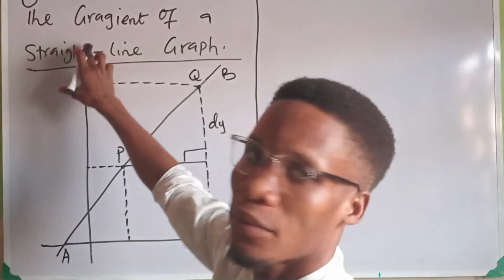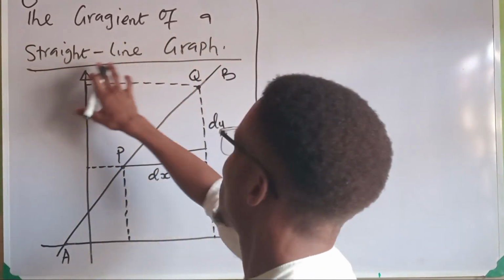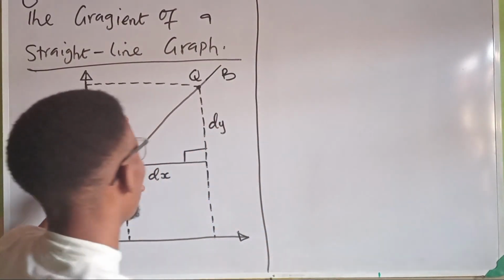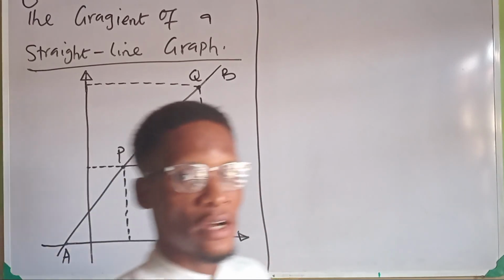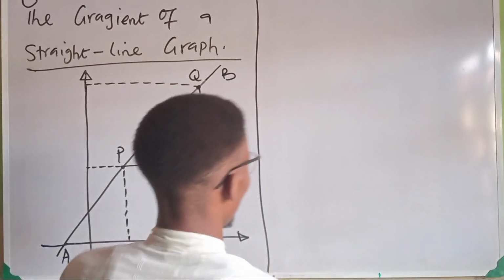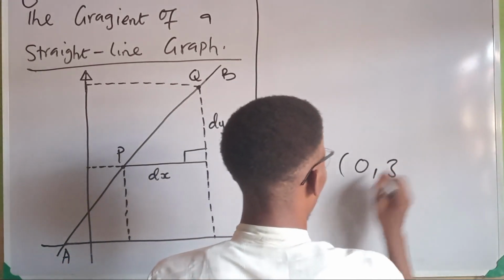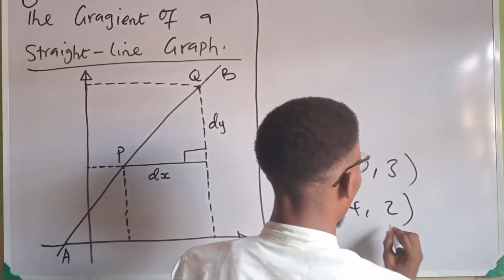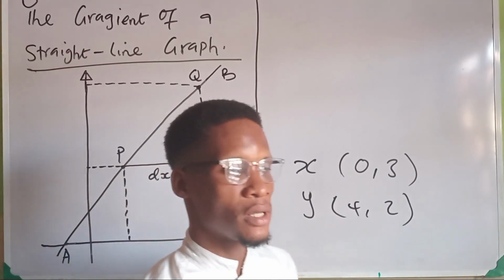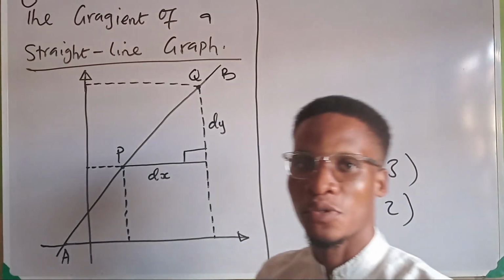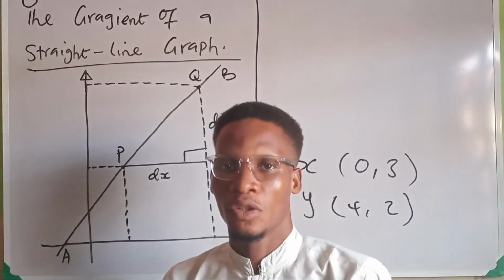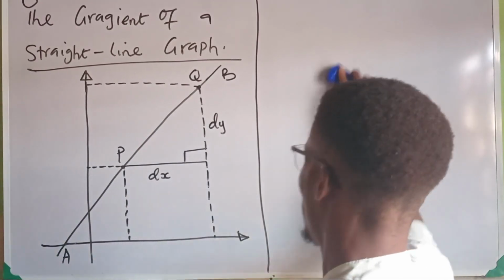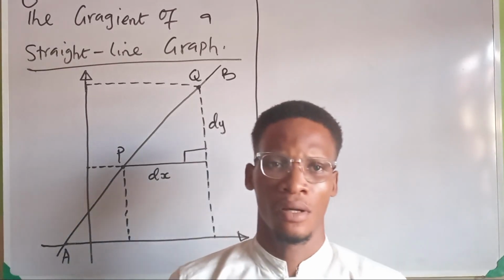Today we're looking at this topic, the gradient of a straight line graph. This topic involves coordinates. Let's say you are given coordinates x to be 0 and 3, and you're given y to be 4 and 2, and it has to be solved. How do you go about this? This is the reason why I'm going to treat this topic today, and you'll be able to navigate any challenge that comes your way in terms of these coordinates.